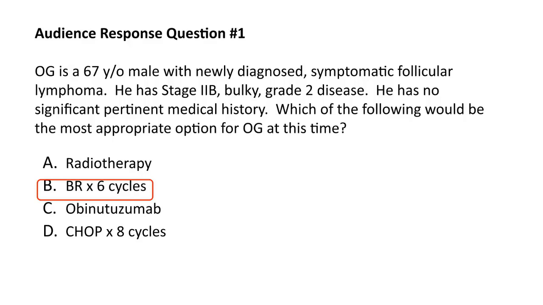So of the choices listed here, the most appropriate for this patient is answer B, bendamustine and rituximab times 6 cycles. This patient is not a candidate for radiotherapy alone because he has bulky and symptomatic disease. Obinutuzumab is not currently recommended as a single agent in the frontline setting. And although CHOP may be a possibility, the number of cycles is certainly questionable. And in 2021, we would certainly add an anti-CD20 monoclonal antibody for a follicular lymphoma. So again, the most appropriate response on this slide is BR times 6 cycles.